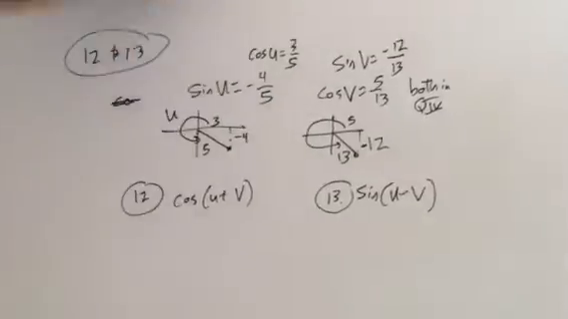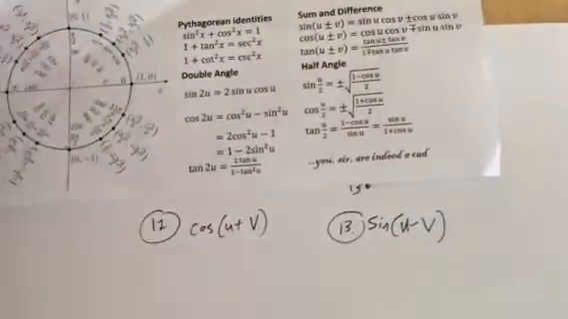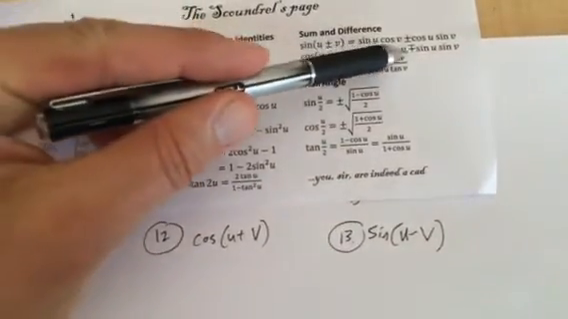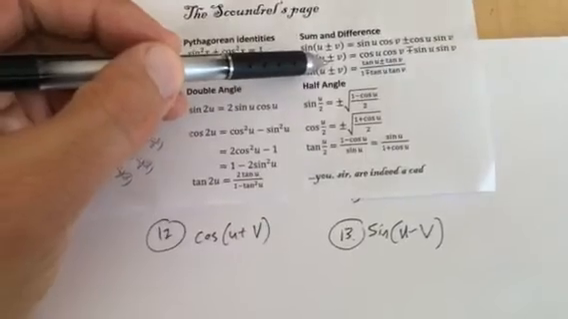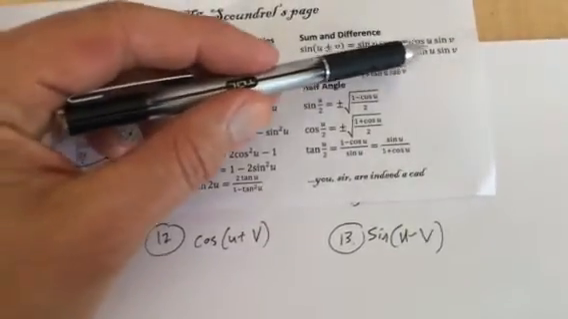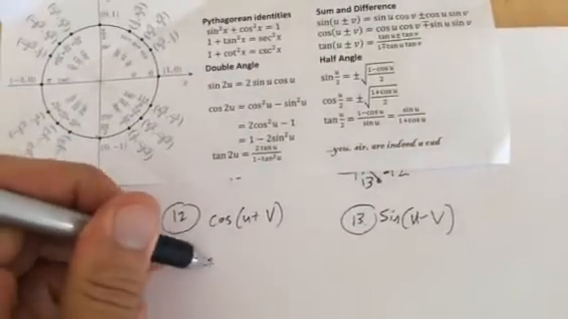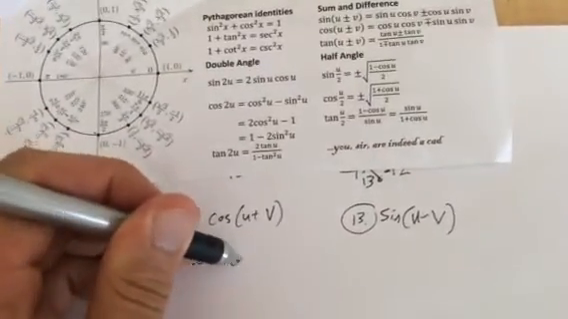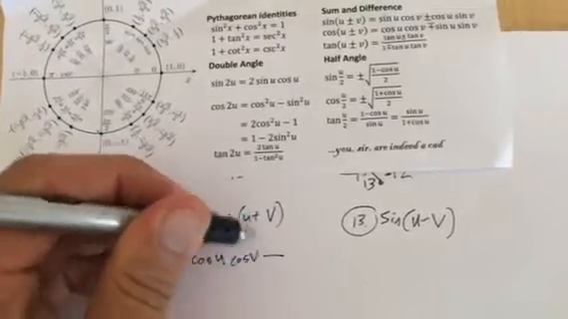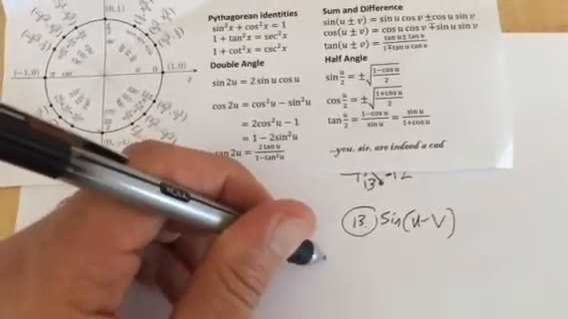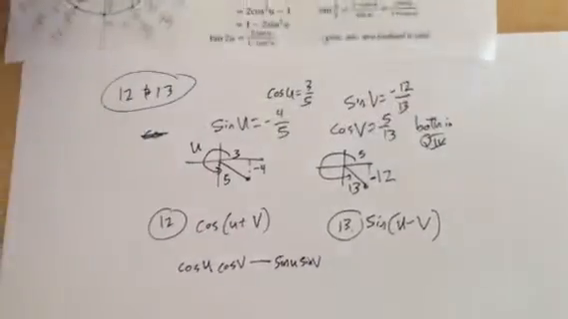Now I can break these up. Cosine of u plus v. If I look at my lookup for sum and difference, it's cosine of the first, cosine of the second one, opposite operator. So if this is plus, it's going to turn to minus, sine of the first, sine of the second. So this would be cosine of u, cosine of v, minus, opposite operator, sine of u multiplied by sine of v. Now I'm going to plug in my values.